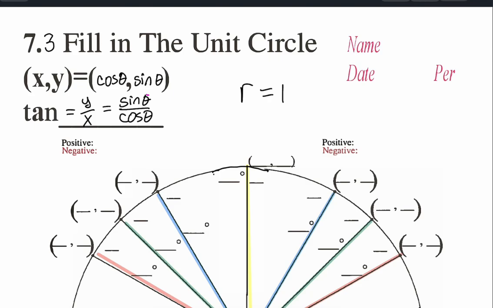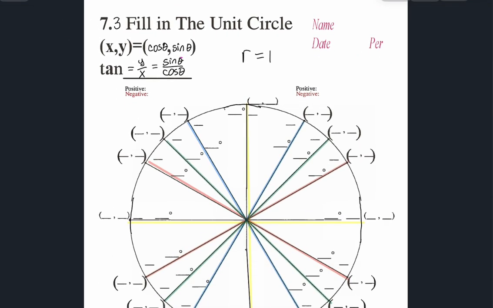Okay, so the first thing we're going to do, if you could highlight your x and y axis, I did it in a yellow color, so if you have a light color, you want to highlight your x and y axis yellow, or color it in yellow, that would be greatly appreciated. If you hit those angle measures, if you hit the yellow lines, we call those quadrantal angles. We hit the quadrants. We landed on the quadrants.